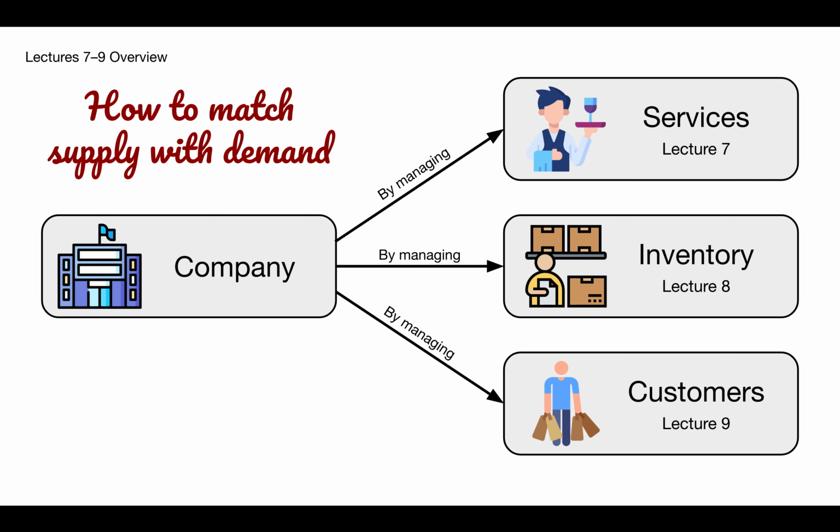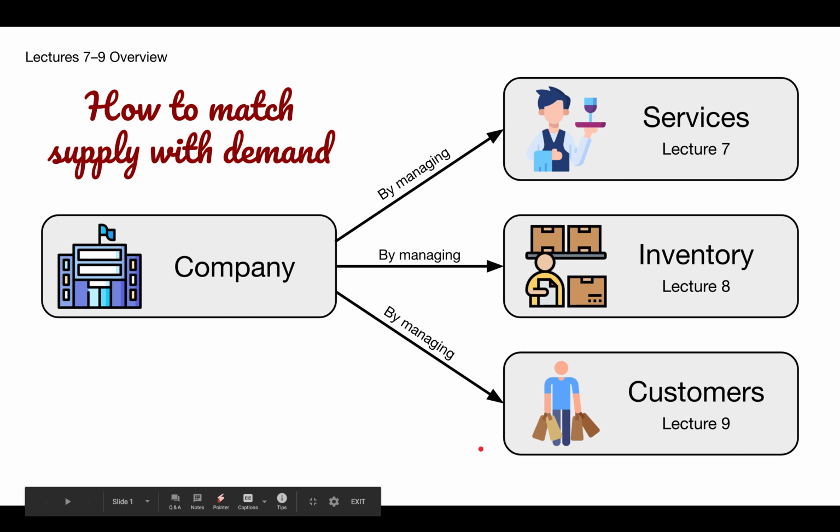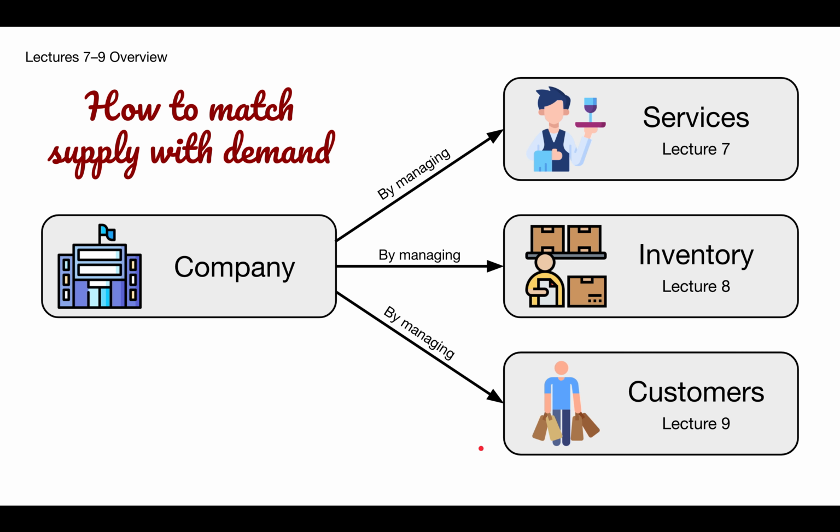So there are three aspects that your company needs to focus on. It needs to manage its services, its service delivery. It needs to manage its inventory levels. It also needs to manage its customer arrivals.